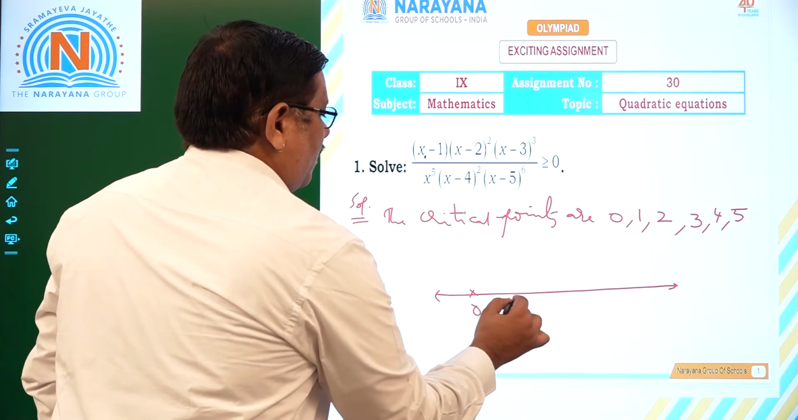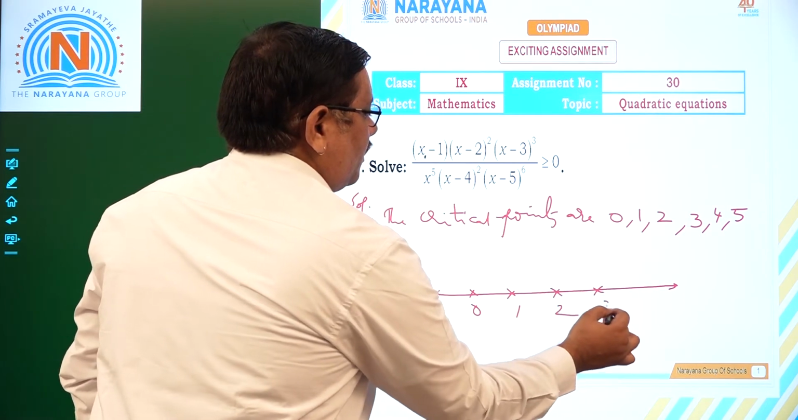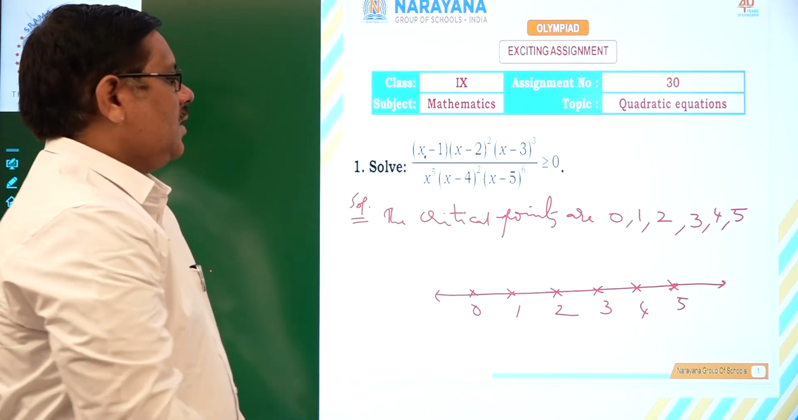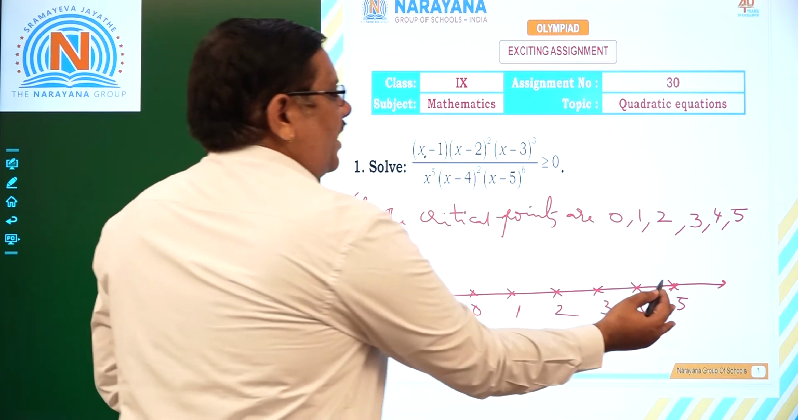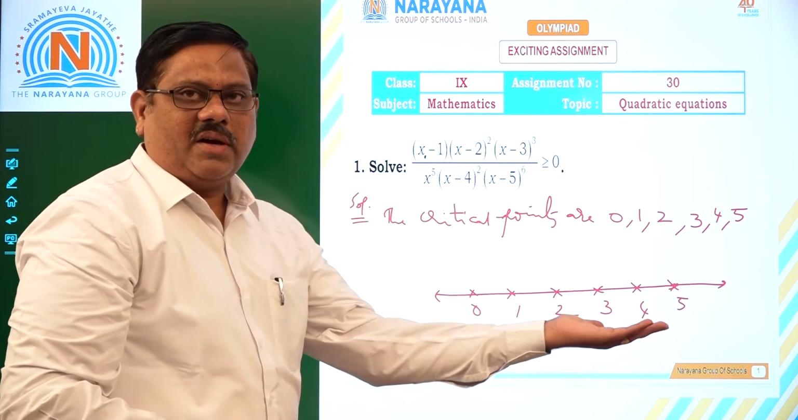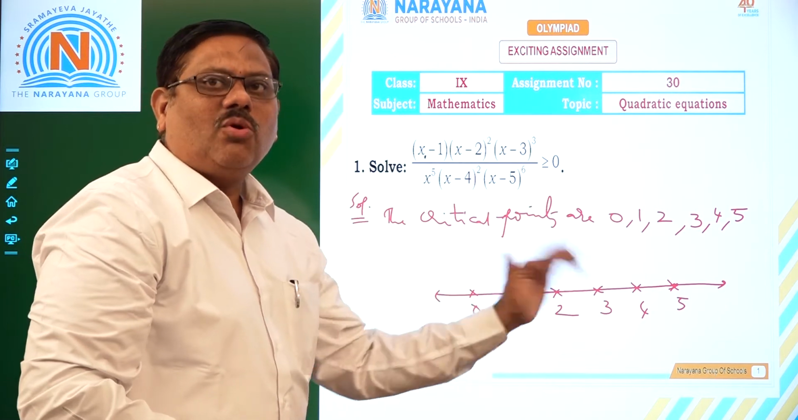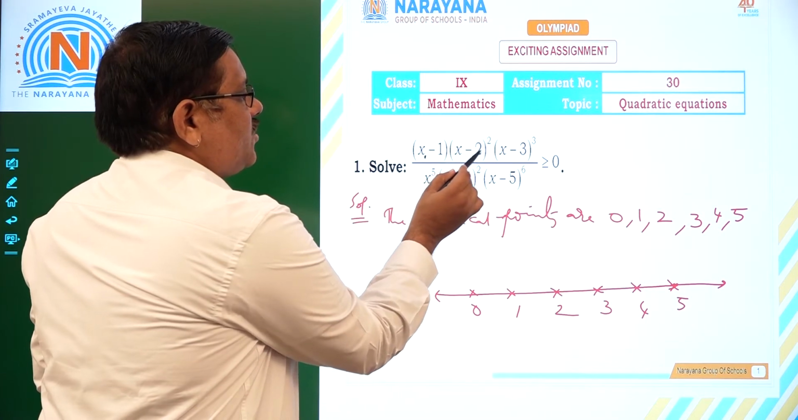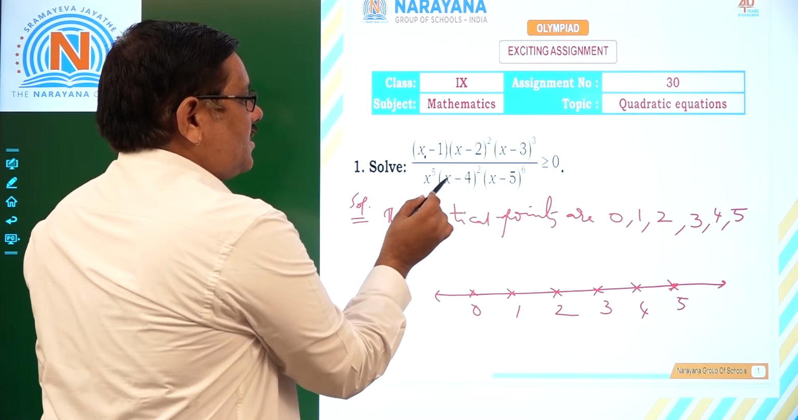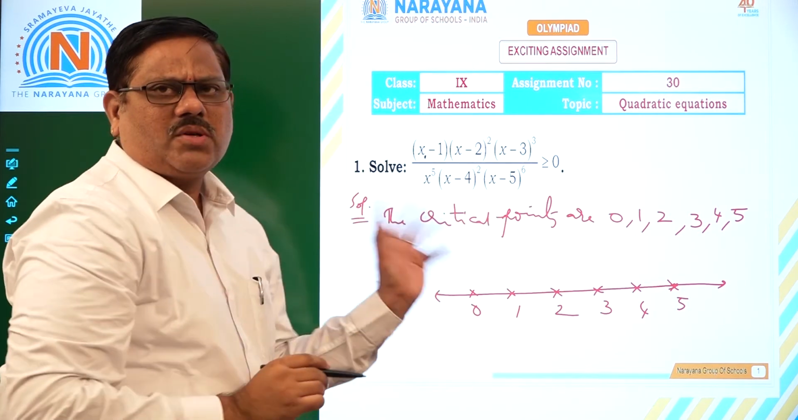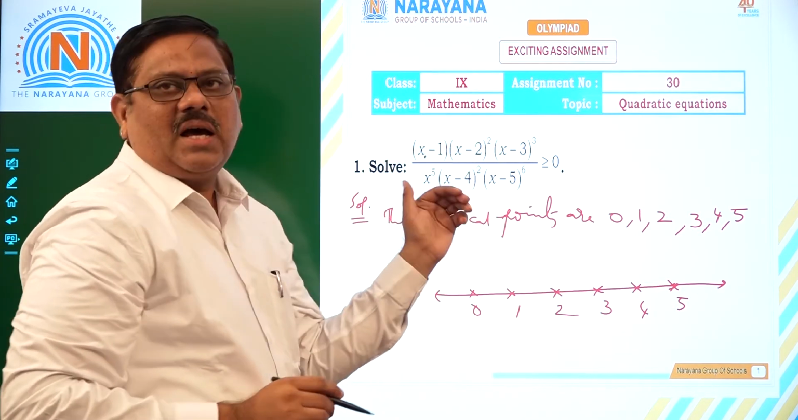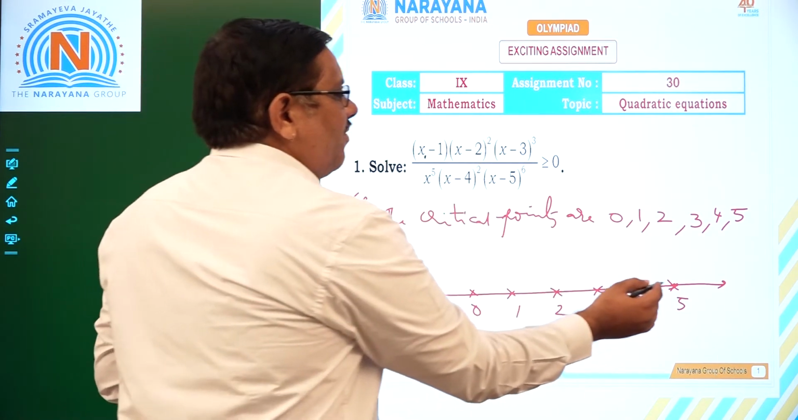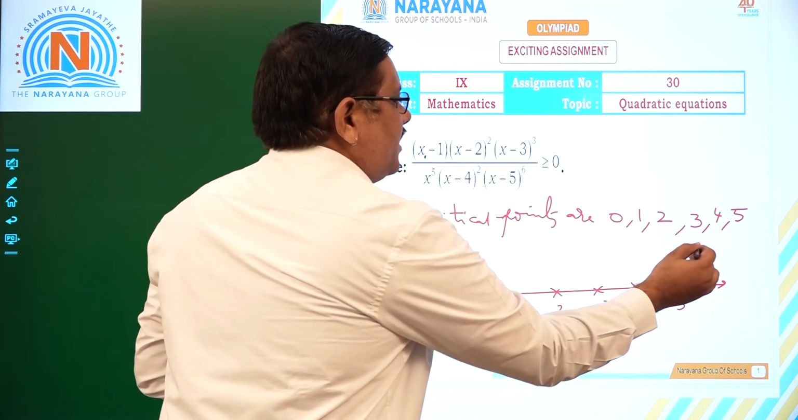So, 0, 1, 2, 3, 4, and here 5. Okay. Now, how to start with? To the right of 5, all the values are more than 5. Let us take a value of x more than 5. Suppose that is 6. If you take x as 6, 6 minus 1, 6 minus 2, 6 minus 3, 6 minus 4, 6 minus 5, all are positive values. So, whatever powers they have, the entire expression becomes positive. So, for the value of x more than 5, the curve is positive.